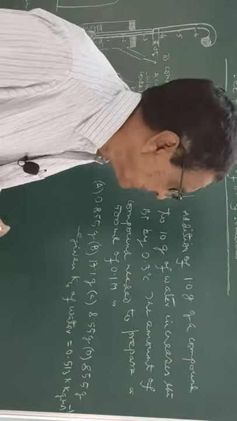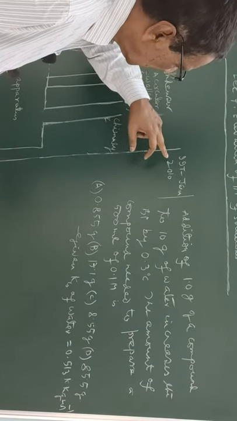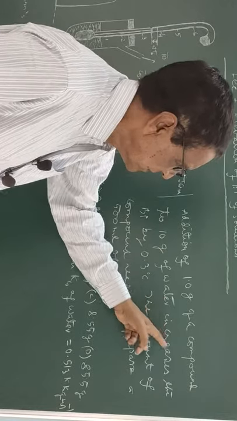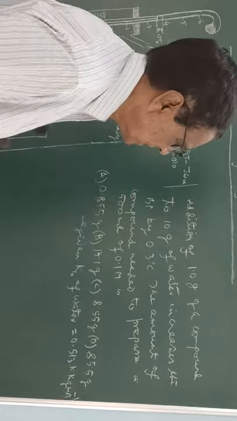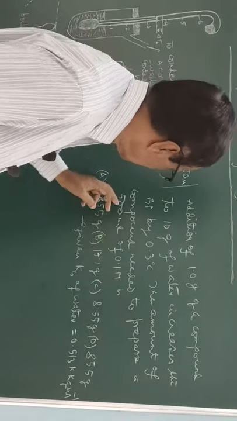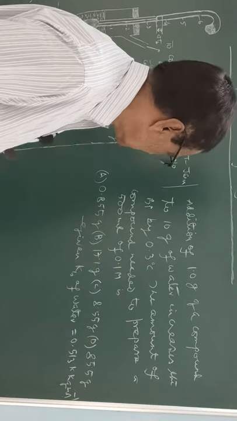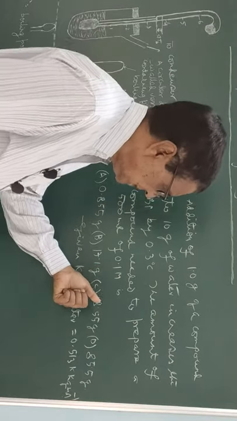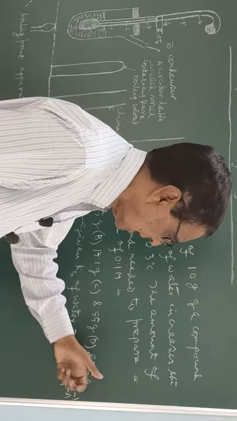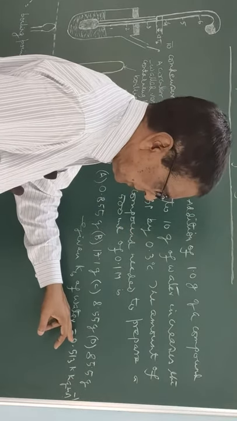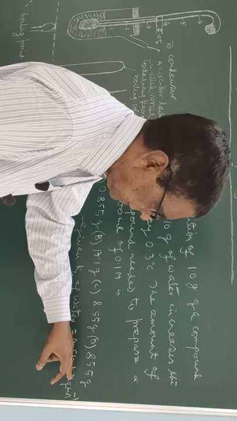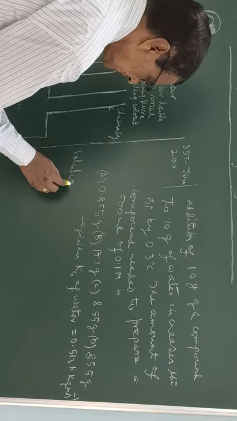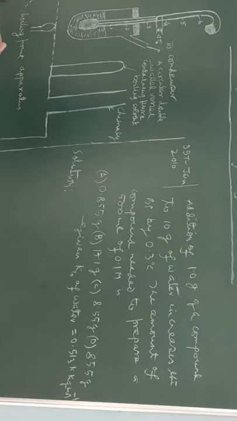Now, let us see one problem which was set in IIT-JAM in 2010. Addition of 1.0 gram of a compound to 10 gram of water increases the boiling point by 0.3 degree centigrade. The amount of the compound needed to prepare 500 milliliter of 0.1 molar solution is: option A, 0.855 gram; B, 17.1 gram; C, 8.55 gram; and D, 85.5 gram. Given the Kb of water equal to 0.513 Kelvin kg mole inverse. So which option is the correct one? Let us calculate.